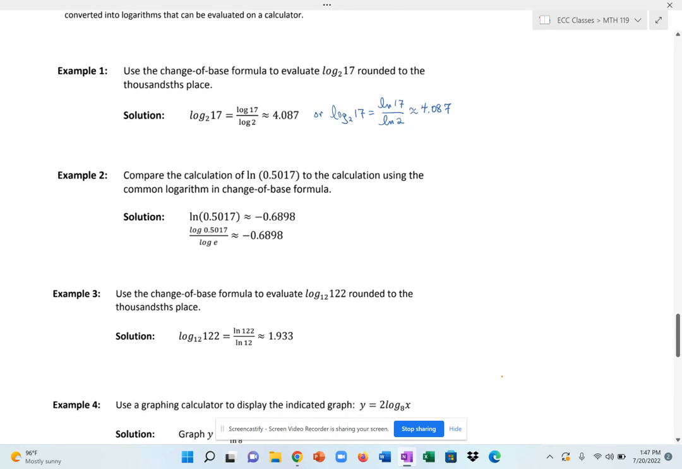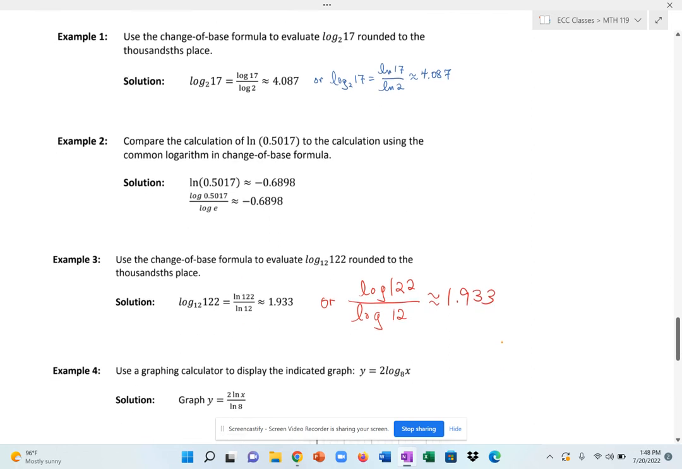So here's another logarithm with a base of 12. Again, I cannot write 122 with a base of 12, so I do need technology. This time I'm going to use natural logs. This will be the natural log of 122 divided by the natural log of 12, and you get 1.933 when it's rounded to the thousandths place. Your other option would have been to do the common log of 122 over the common log of 12, and you would have gotten the same answer. So you don't have to do it twice. Just pointing out that either one would give you the same result.